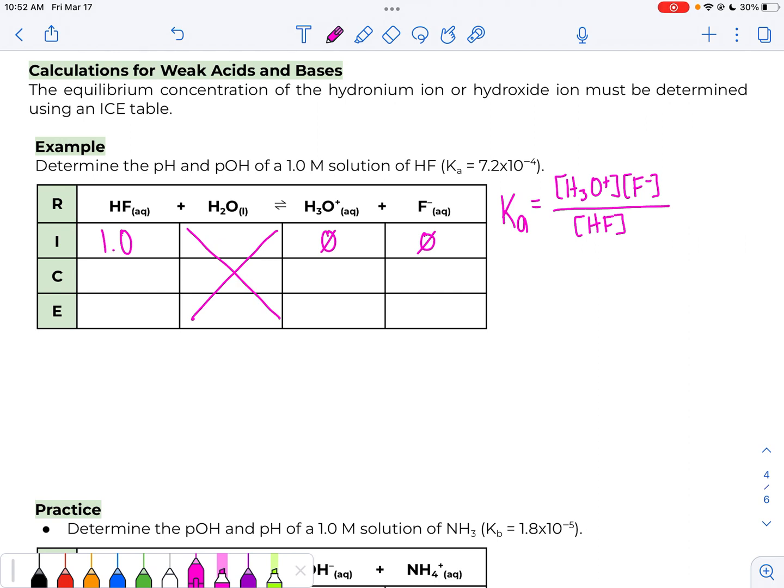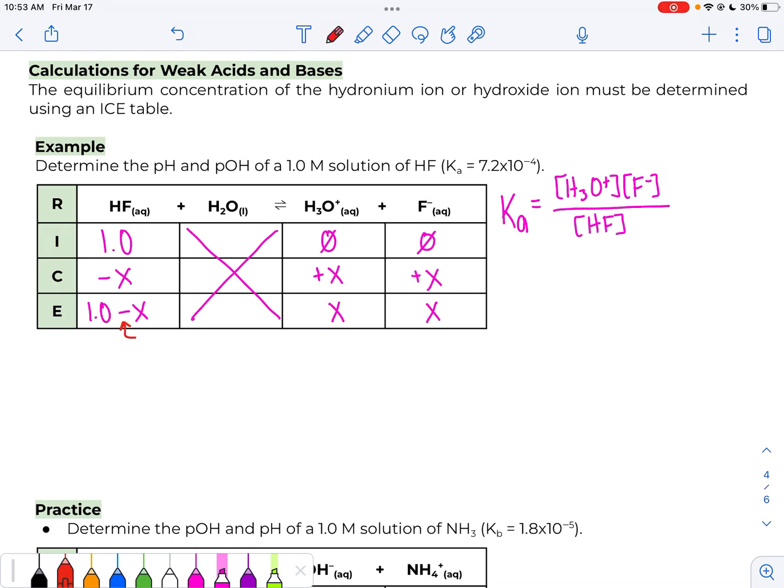Okay, so in this system, what's going to happen to our HF over time? Well, we're going to lose some of it. How much? X. We're going to gain some hydronium, plus X, and we're going to gain some fluoride, plus X. Everything's in a 1-to-1-to-1 ratio here. Yes, love to see it. So what are our final equilibrium concentrations? Well, we started out with 1.0 molar for our HF, and we're losing some of it here. At the end, we're going to have X concentration of hydronium and X concentration of fluoride.